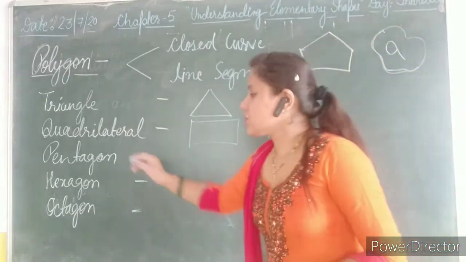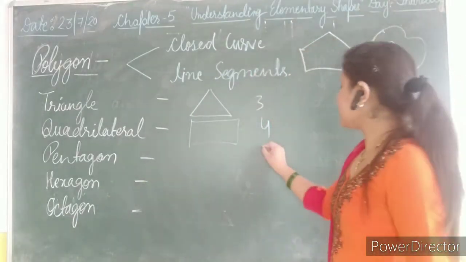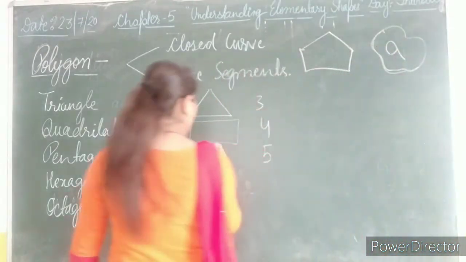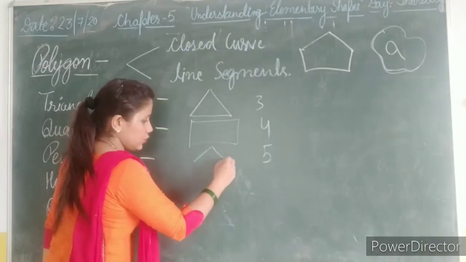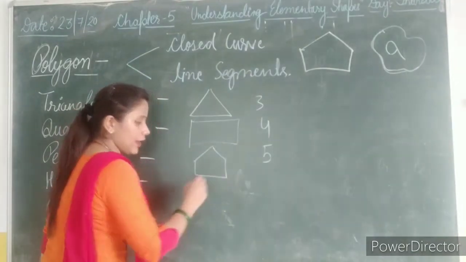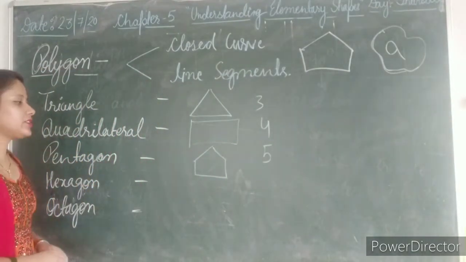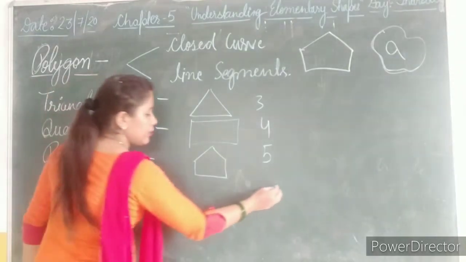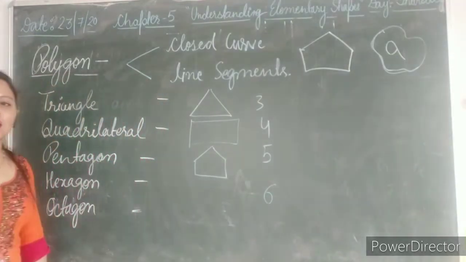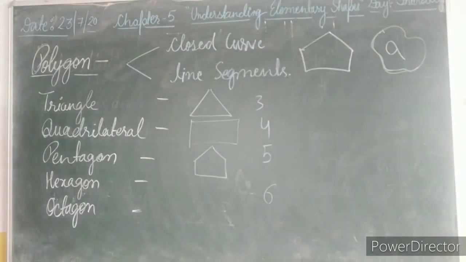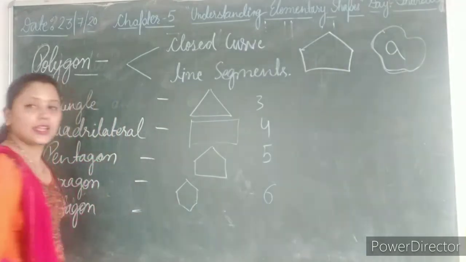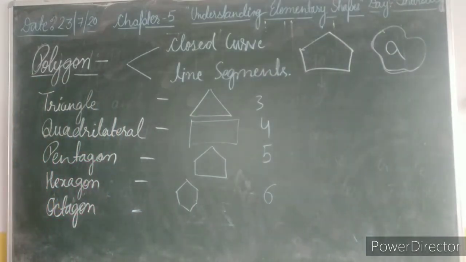Next is pentagon. So if any polygon has 5 sides, it means it's a pentagon. Okay, so 1, 2, 3, 4, 5. That is your pentagon. Next is hexagon. So if a polygon has 6 sides, that's called hexagon. 1, 2, 3, 4, 5, 6. So that is your hexagon.